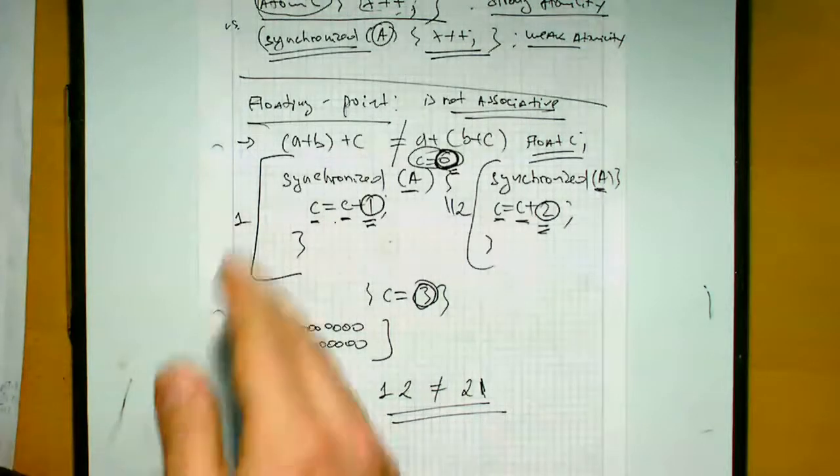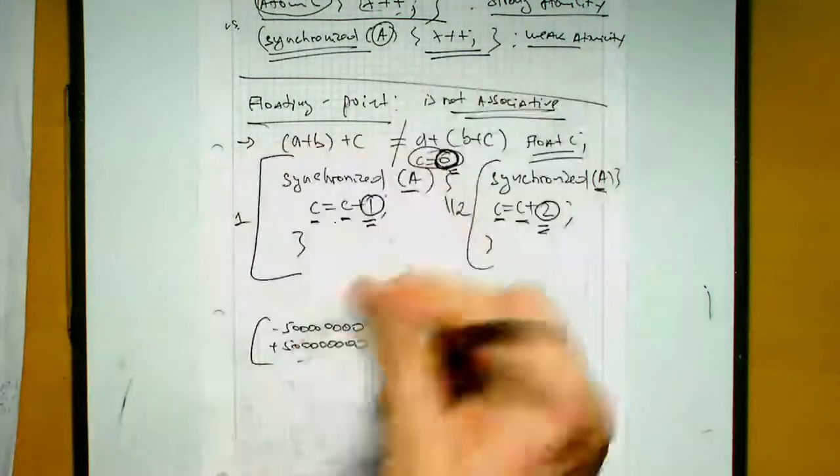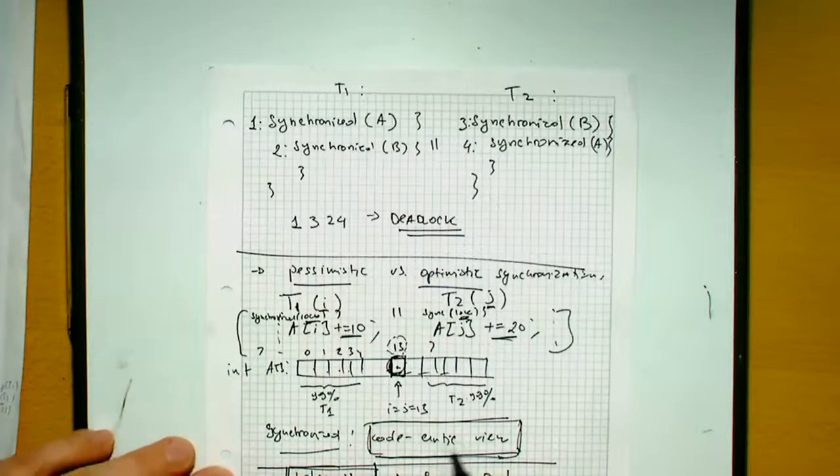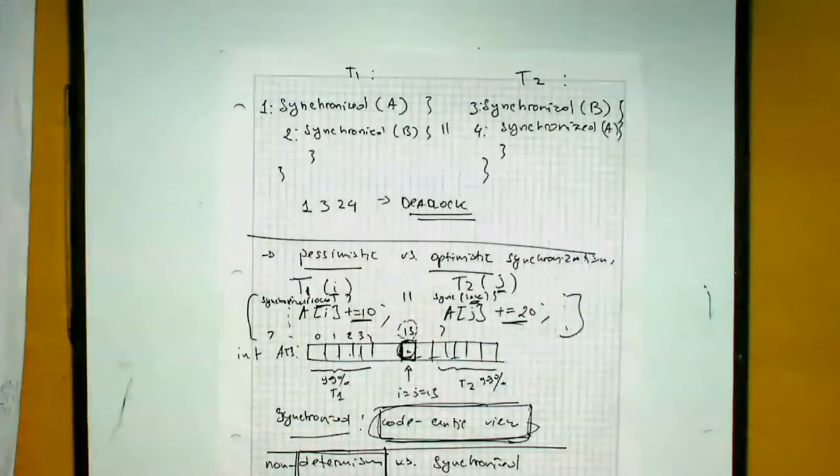So there is the floating point, there is this weak atomicity business that it's only atomic with respect to itself. There are deadlocks here that we saw in the beginning, and there is this pessimistic versus optimistic, and the fact that synchronized is kind of a control-centric view of the world.